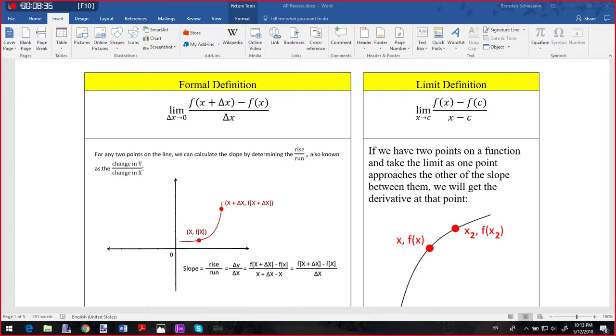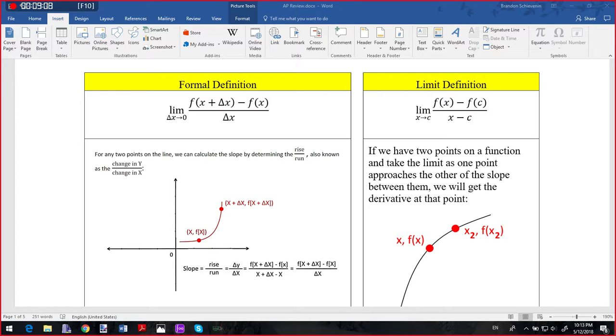So if I have two separate points, and then I take the limit as the x value approaches the x value of the other point, that will also squeeze them together. So that would look like this one. f of x minus f of c over x minus c is really y2 minus y1 over x2 minus x1. So the same idea. I'm taking the limit as we approach one point for my limit definition. I'm taking the limit as my change in x approaches 0, which does the same thing for my formal definition.